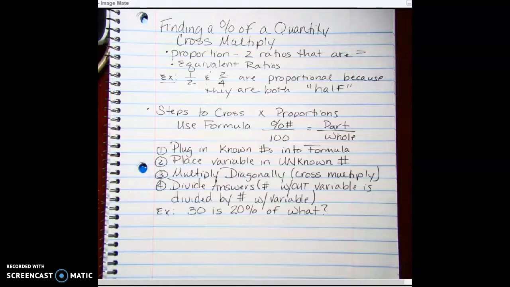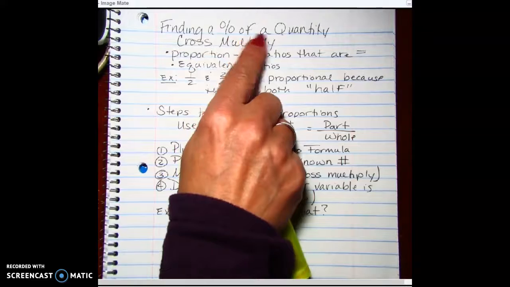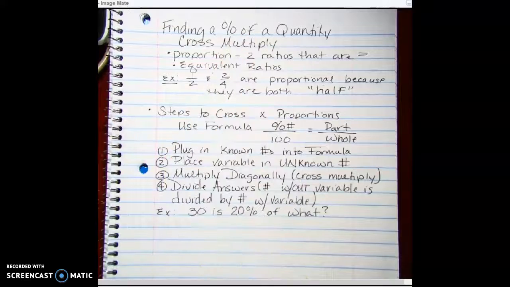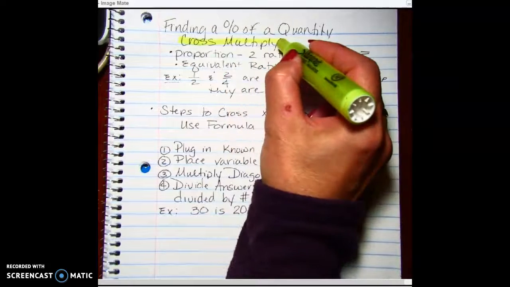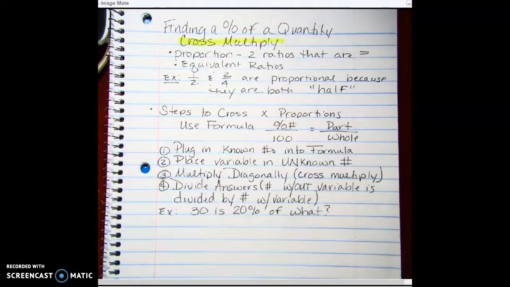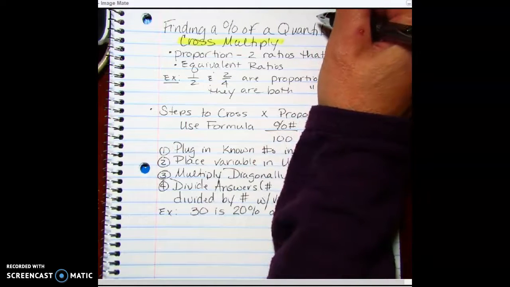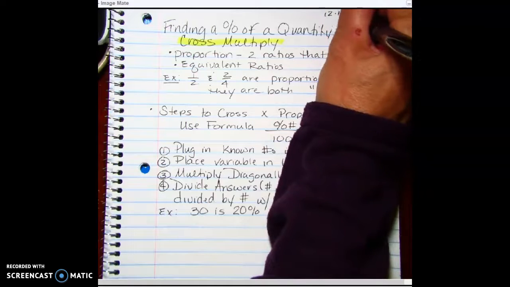So yesterday we did the lesson finding a percent of a quantity. And guess what? Today we're doing the lesson finding a percent of a quantity. However, we're going to use a new strategy and it is called cross multiplying. Okay, so if you need to pause, remember you can pause and write everything down. I would listen, then write, then listen some more and write so that you're not trying to cram it all in there.